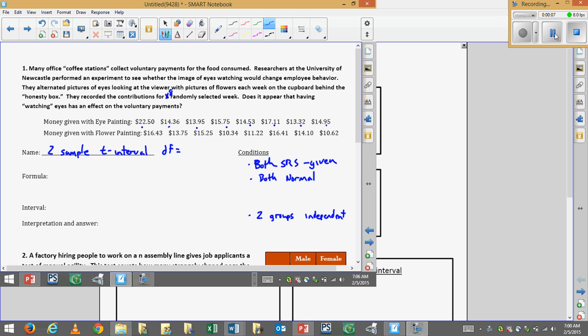So the formula, all this, we're going to take a moment and put all that data into your calculator. So take a moment and do that. And I'll pause my video. You can pause yours at this point as well.